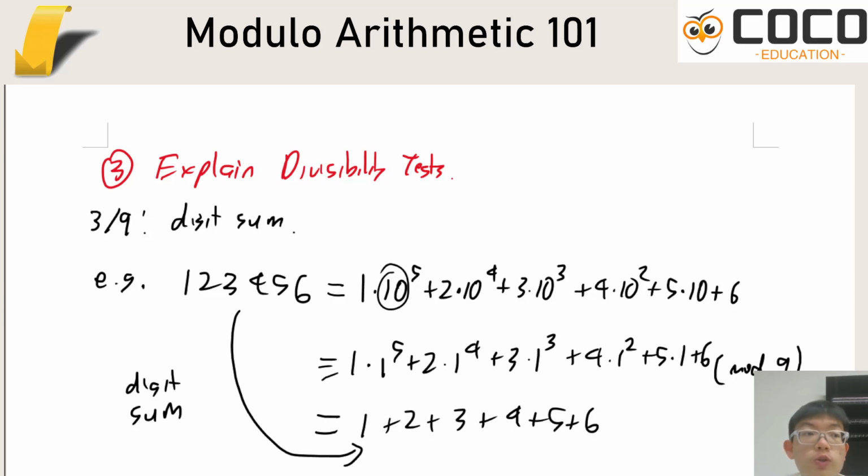Now, this is true also for 3 because 10 is also congruent to 1 mod 3. So in our case here, this is 21, which is congruent to 3 mod 9, or if you wanted to say 0 mod 3 as well.